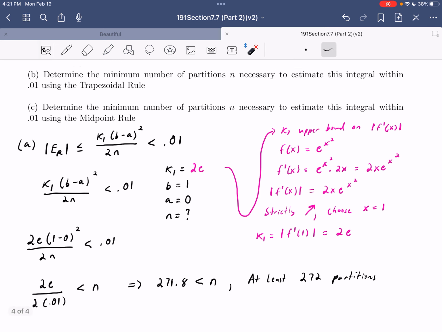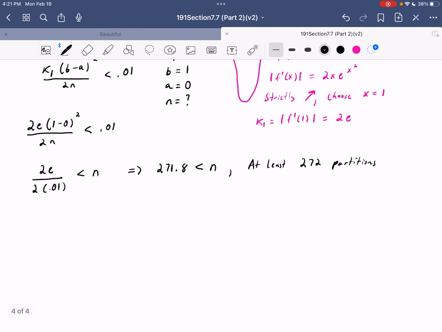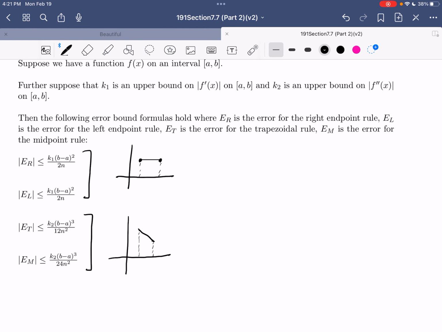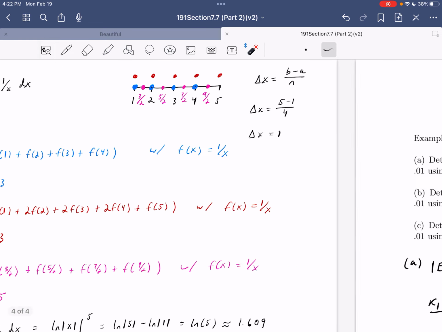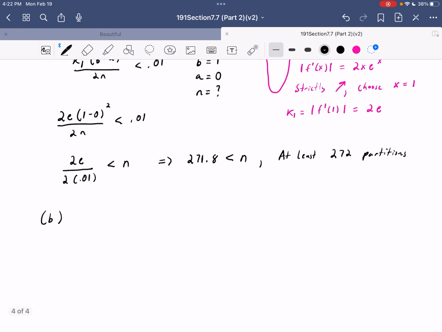All right, let's go ahead and try this for b with the trapezoidal rule. So with the trapezoidal rule, we want to go back and grab our formula for the trapezoidal rule. It's going to be this guy right here, K2 (b minus a) cubed over 12n squared. So let's write that out, same way that we did beforehand. We want the actual error from the trapezoidal rule. We know that's going to be less than K2 times (b minus a) cubed over 12n squared, and then we want that to be less than 0.01.